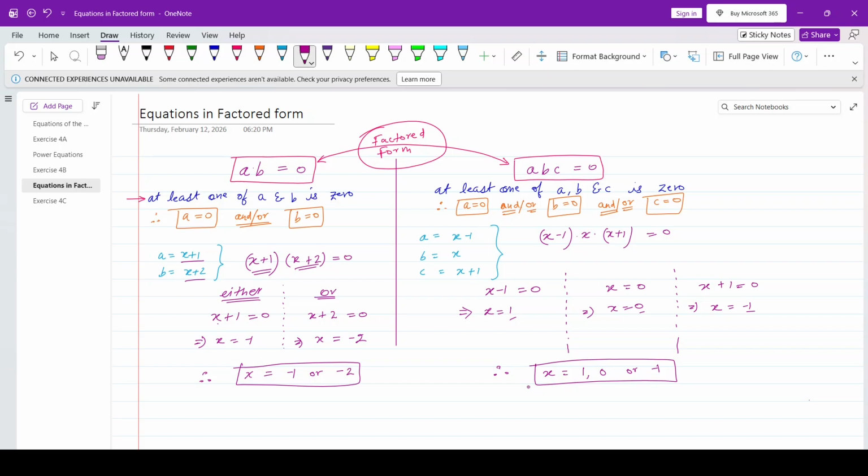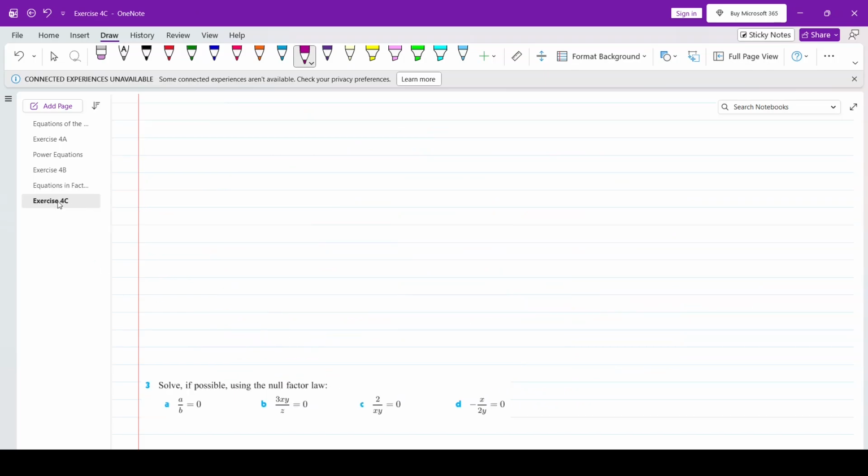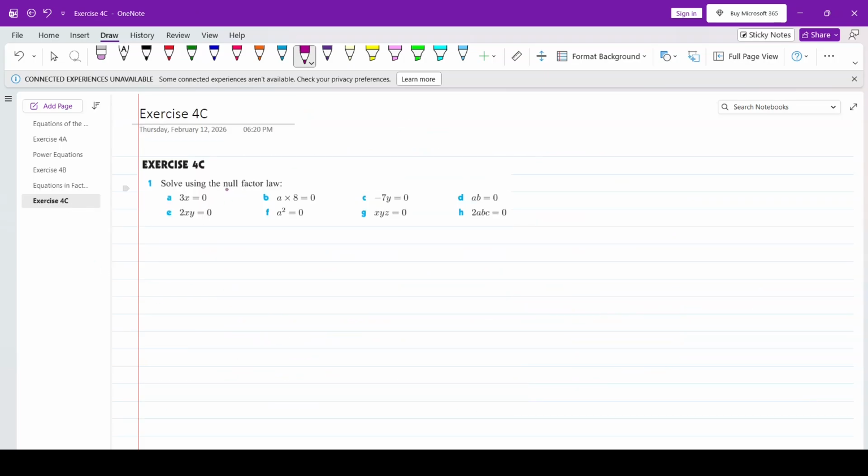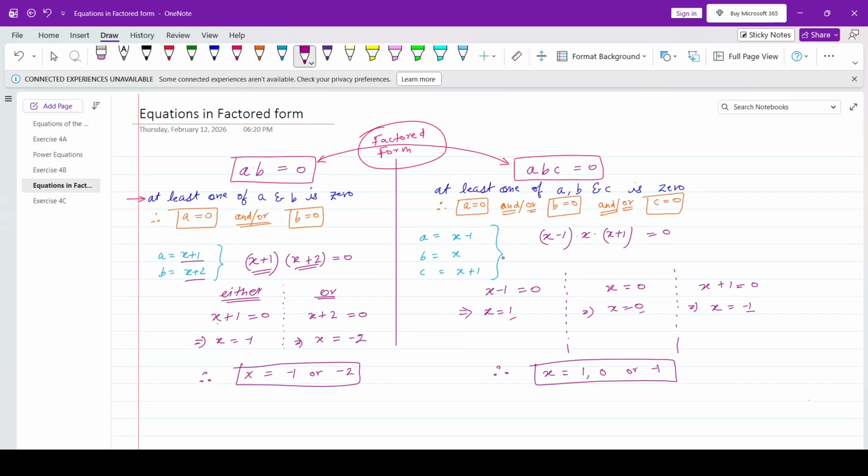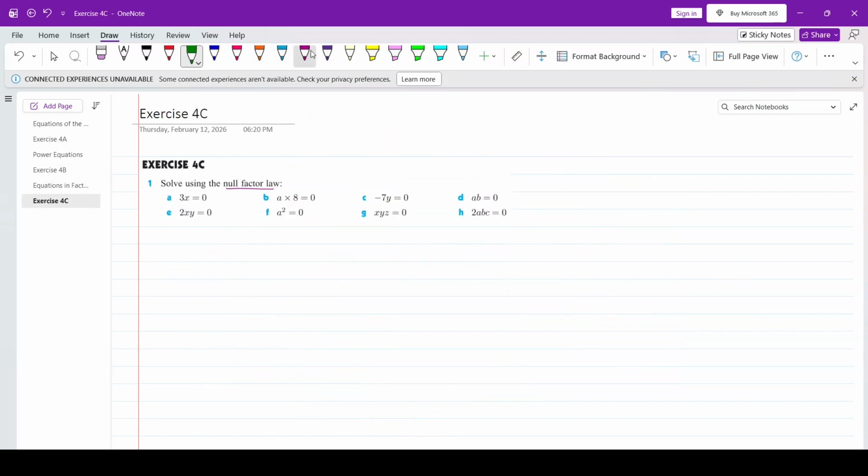Now let's move on to exercise 4C and solve some questions. Solve using the null factor law. Now if we go back, solving this equation using this method is called null factor law. Coming back to the exercise, now we know what the null factor law is.